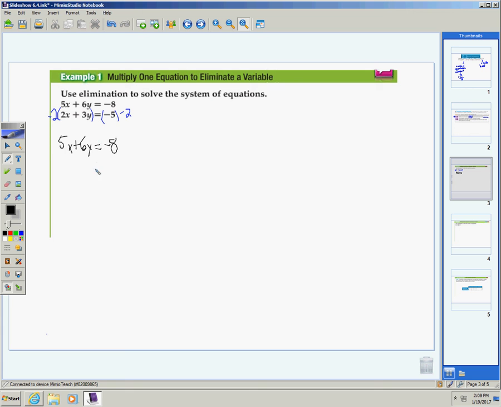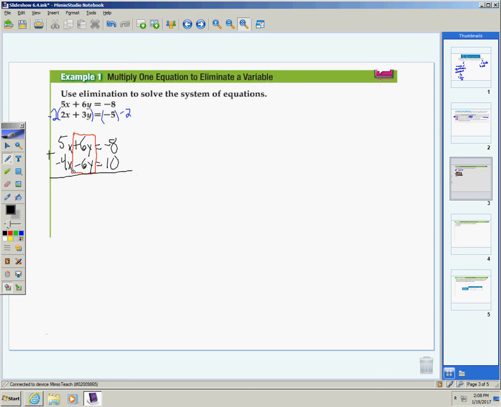And then I'm going to rewrite my second equation, but multiplying everything by negative 2. Negative 2 times 2x is negative 4x. Negative 2 times positive 3y is negative 6y, equals negative 5 times negative 2, which is 10. And notice, now I've got what I wanted in the previous lesson, a positive and a negative with the same coefficient. So now I can just add these two equations together.